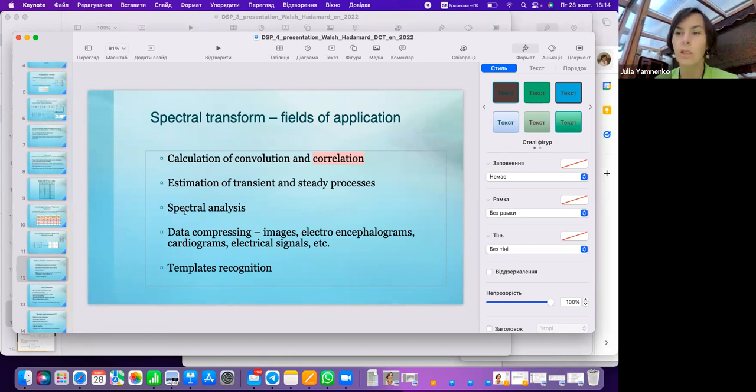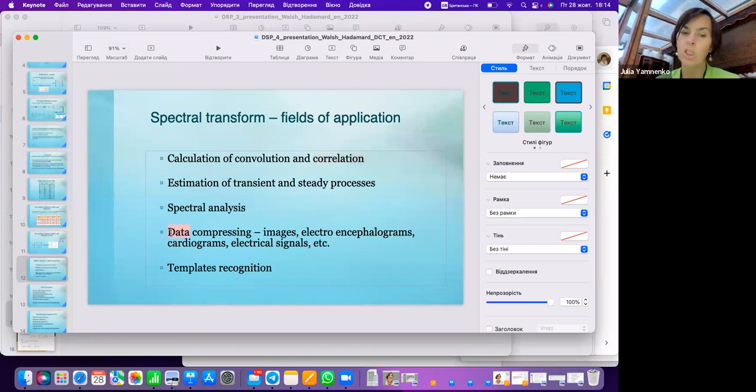Then spectral analysis itself, it could have different applications. For example, if you use Fourier, it could be frequency analysis. So we should analyze what is the share of high frequency components or middle or low frequency components in the spectrum of the signal. And because of this conclusion, we can analyze the signal and also control some system or some processes.